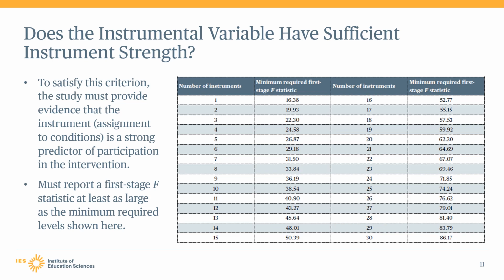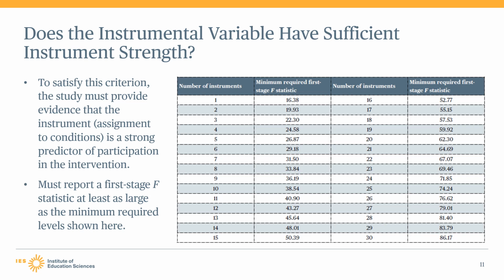Further, if the unit of assignment in the study design differs from the unit of analysis, then the researchers must report the first stage F statistics after adjusting for clustering. If study authors do not report an associated first stage F statistic in their study, the WWC will send an author query to request that information.